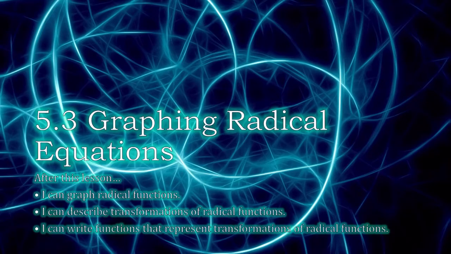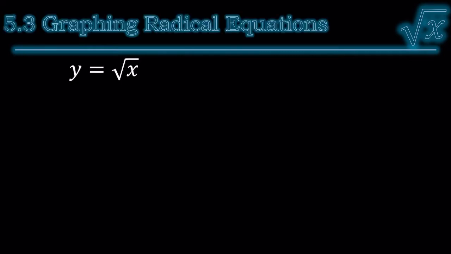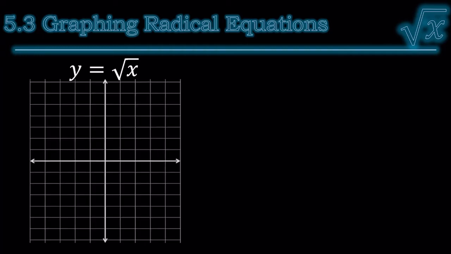Lesson 5.3, Graphing Radical Equations. So let's graph some radical equations. Let's start with the basic graphs. We have y equals the square root of x. If we graph that, we have a point at (0, 0), a point at (1, 1), and a point at (4, 2), and it looks like that.